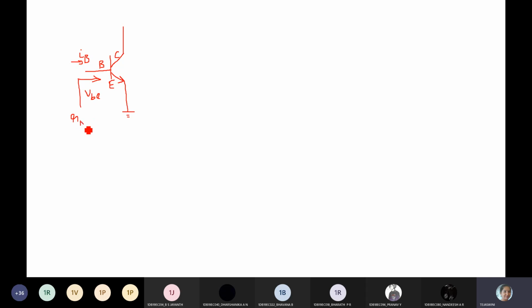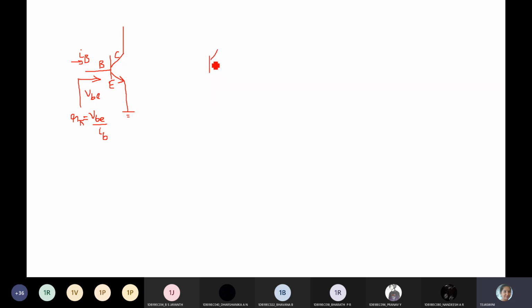R pi is, what is the simple formula? Voltage by current. VBE by, what is the respective base current? IB, ma'am. Yes, this is just a diagram. It is a graphic representation of R pi.